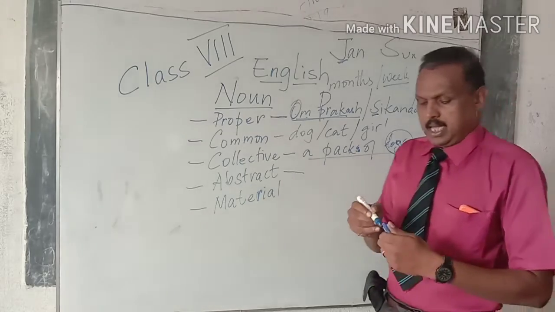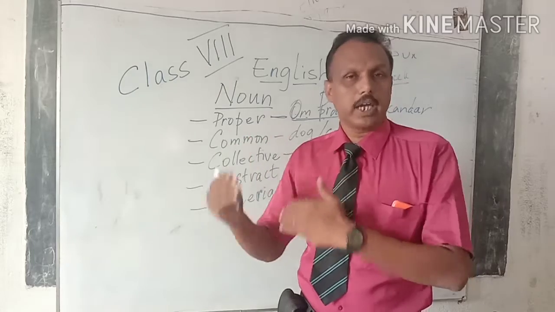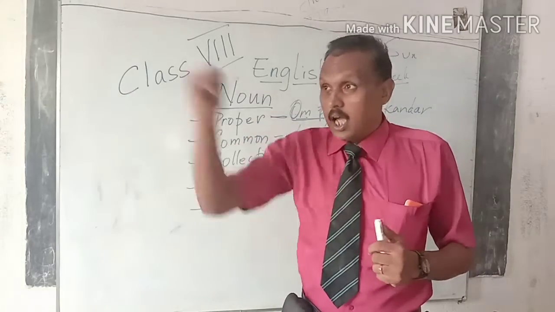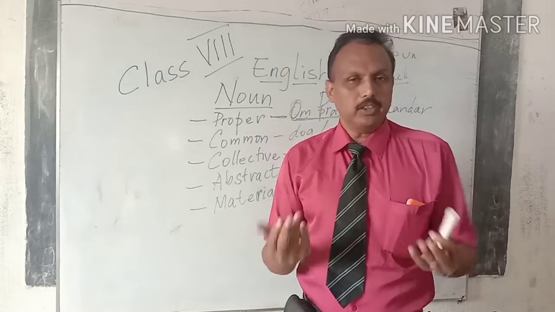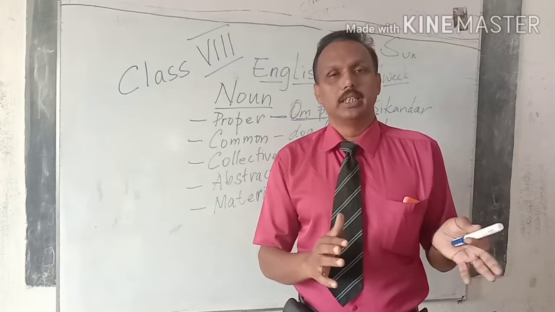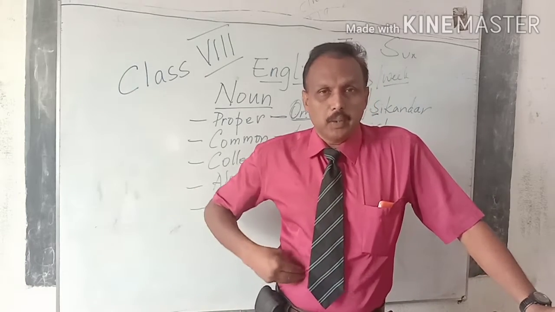Then abstract. Abstract is something that you cannot touch or you cannot see, but you can feel. For example, when I say a ghost is coming towards me, have you seen a ghost? Have you touched a ghost? It is just a feeling, something that moves along in the dark. Like that, abstract.